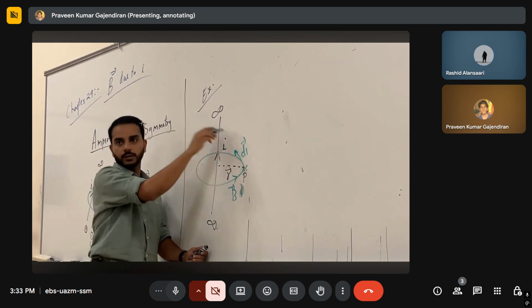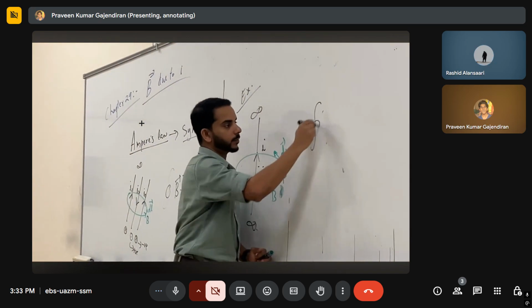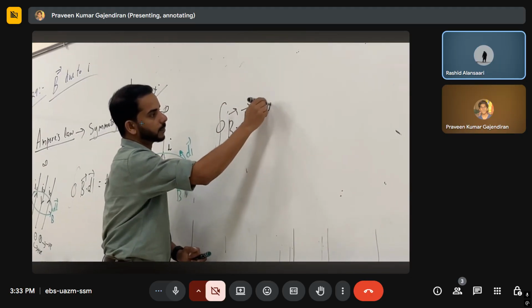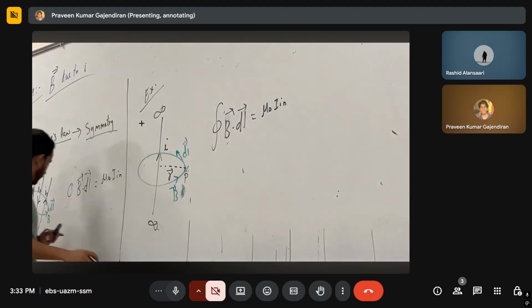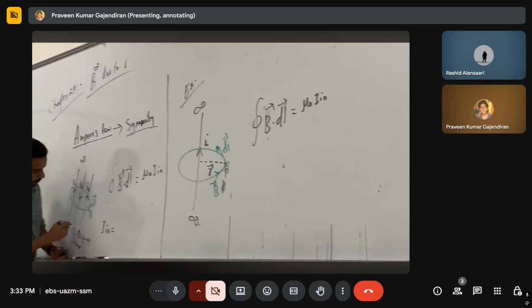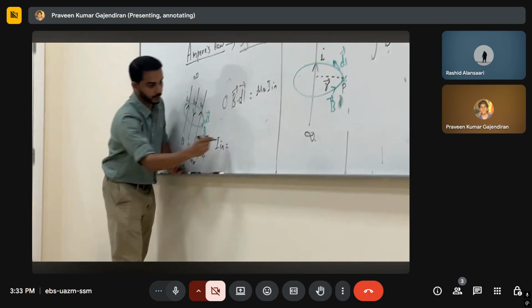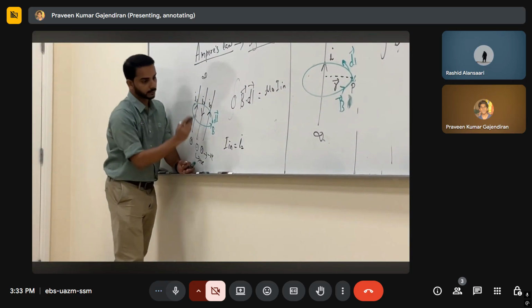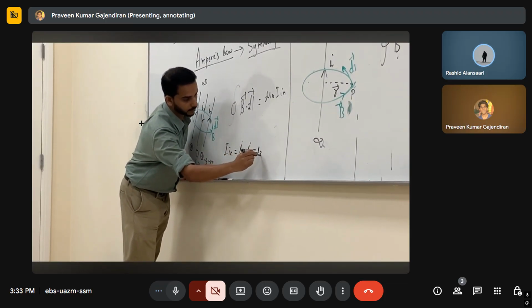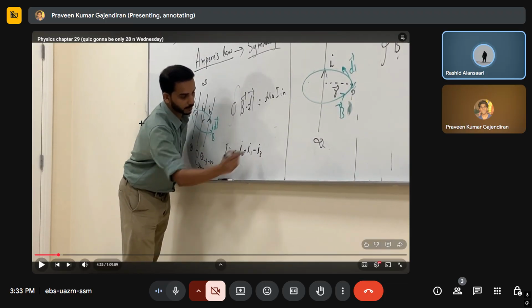This way. This is the same, right? And you just do B dot dl equals mu 0 I enclosed. What is the I enclosed in this case? You have I2 coming out of the plane, so you take it as positive, right? And I1. Yeah.